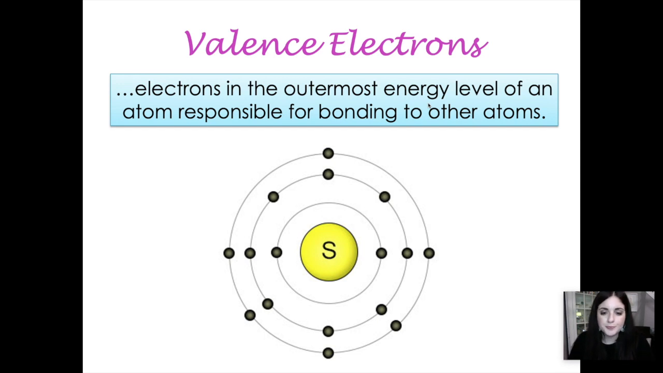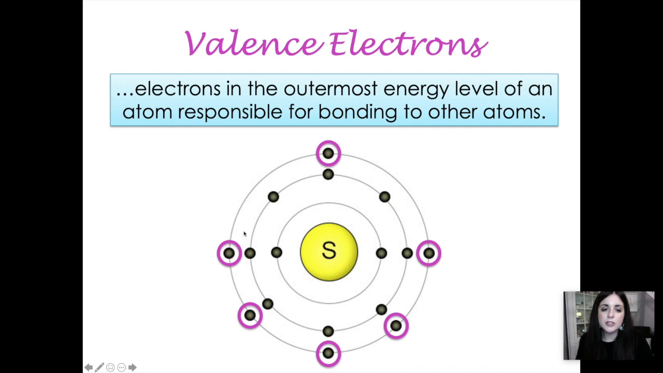So here's sulfur again. Let's count how many valence electrons sulfur has. So we're going to look at this outermost energy level. This third one, these are my valence electrons, the ones that are farthest away from the nucleus. Sulfur has 1, 2, 3, 4, 5, 6 valence electrons. And again, that's the number of electrons in that outermost energy shell.